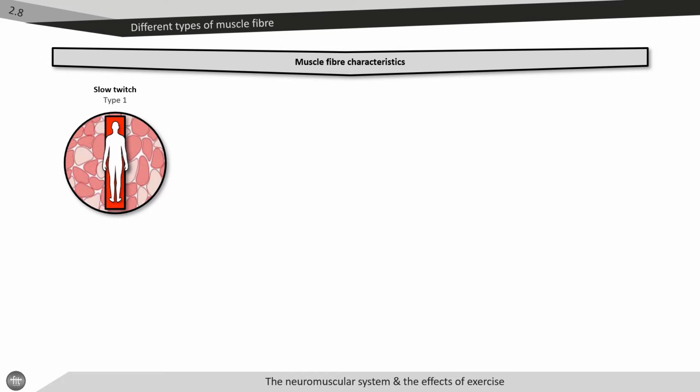Slow twitch or type 1 fibres are higher in ratio than other muscle fibres in individuals with ectomorphic somatotypes, which is a slender built frame. Characteristics of slow twitch fibres include being slow to fatigue. This is due to low force production, as the fibres are smaller in diameter in comparison to the other fibre types. Slow twitch fibres are slow to fatigue as they have a rich blood supply, supplying nutrients to the many mitochondria organelles and myoglobin cells, which produce energy in the form of ATP for prolonged periods of time.